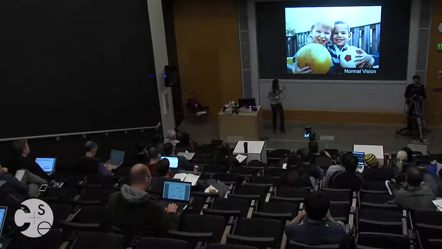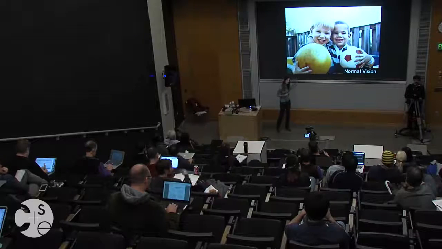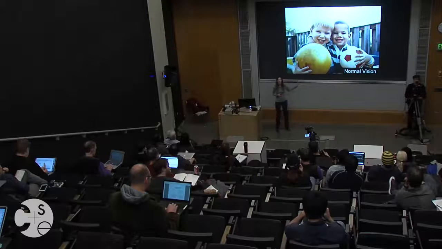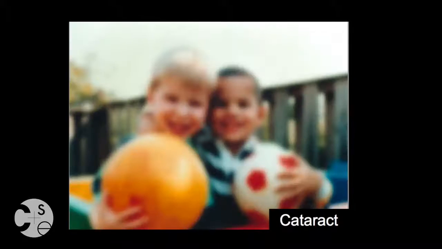So let me show you a few examples of what it means to have low vision. There are many different types of visual conditions that can affect the way a person perceives the world visually. And perception is very complicated. So these simulations just give you a very rough idea of what it means to have low vision. So don't take them literally. Let's say we have this nice little photo here of two boys holding two balls. This is what somebody with typical vision would see.